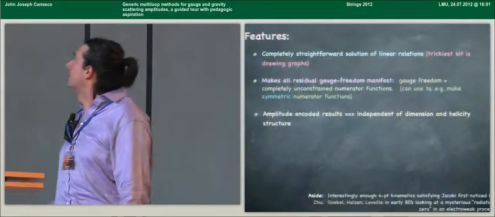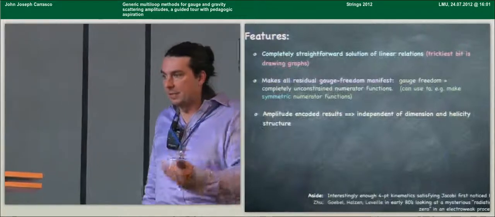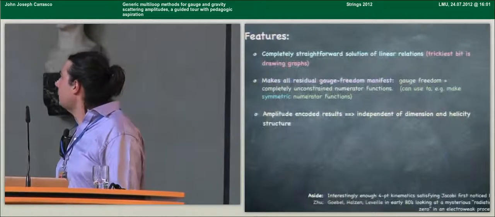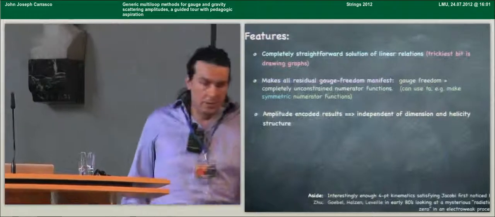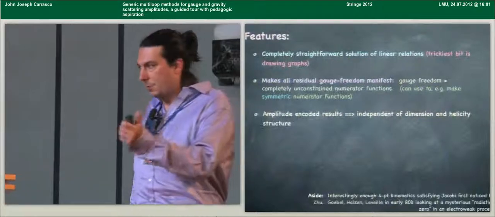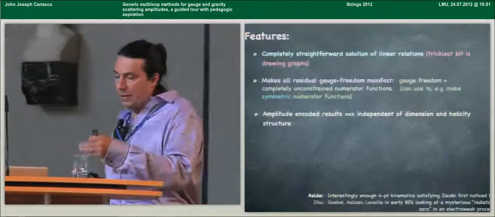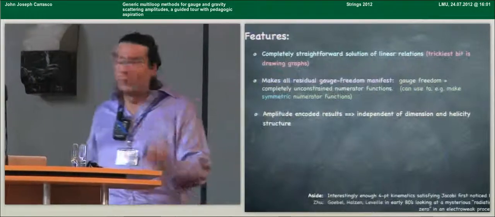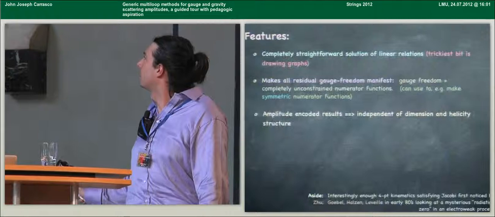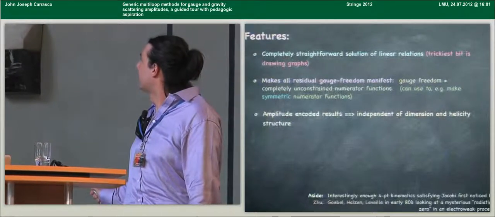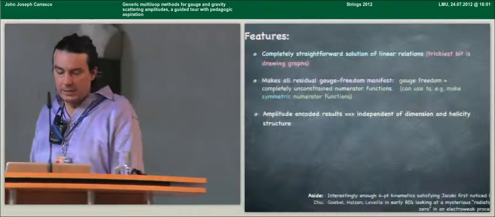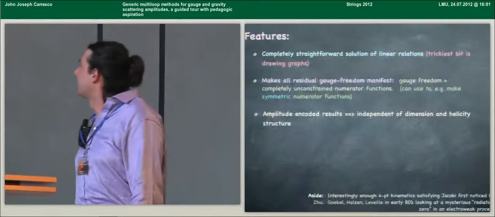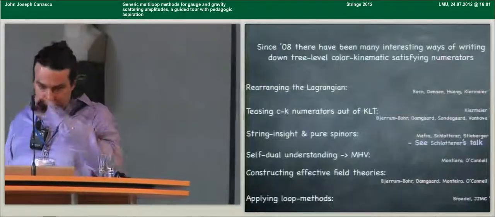Okay, so the features of this is it's completely straightforward to actually get the Jacobi satisfying numerators, and it makes all residual gauge freedom manifest. And since you have amplitude encoded results, your relations are generically d-dimensional and independent of what the external states are. Interestingly enough, and this is just a side note, 4-point kinematics satisfying Jacobi was first noticed by these guys in the late 80s looking at a phenomenological radiation zero process, but they never looked to see if there was the freedom to go to higher multiplicity to find Jacobi satisfying representations.